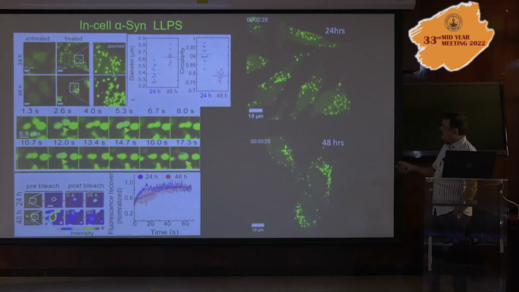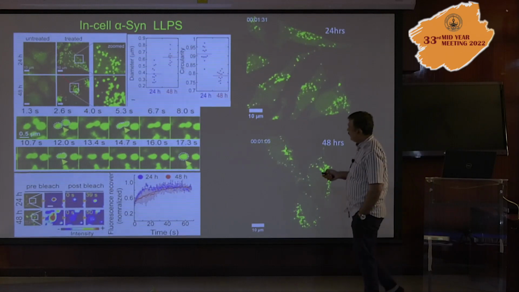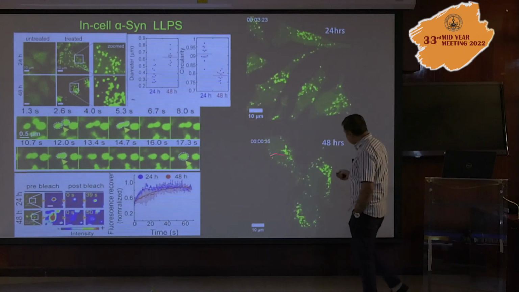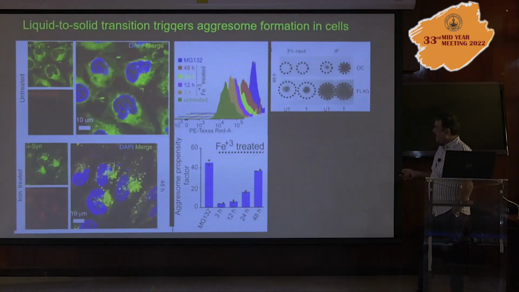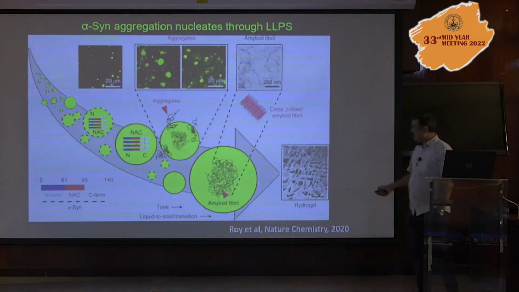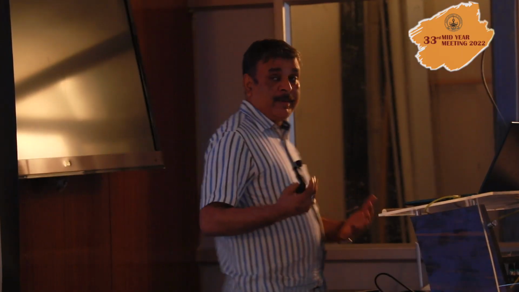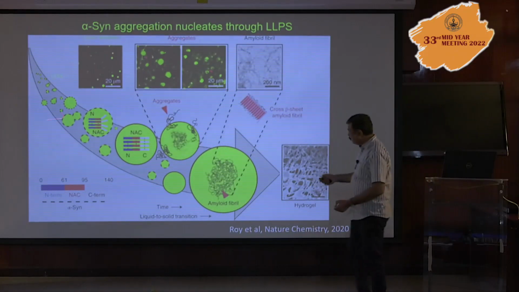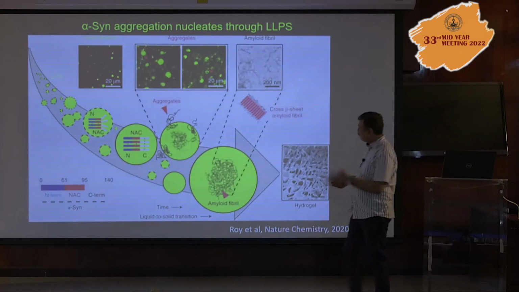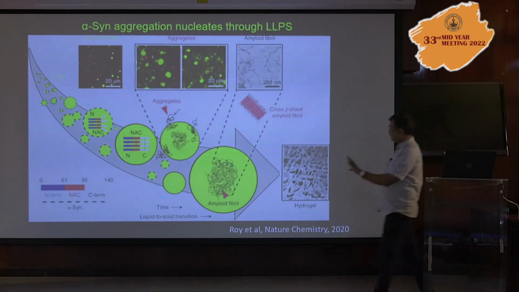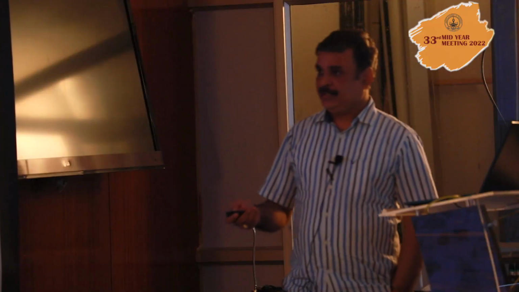We also did a cellular study, and we were able to show that inside cells alpha-synuclein also undergoes liquid-liquid phase separation. Also with time they solidify, and we were able to show they form amyloid-like aggregates. That is the way we propose this could be one of the mechanisms by which alpha-synuclein aggregates to form amyloid fibers: at the beginning it could be liquid-liquid phase separation, and with time a liquid to solid transition. We were also able to understand which domain of alpha-synuclein plays a role in liquid-liquid phase separation as well as the subsequent solid transitions.